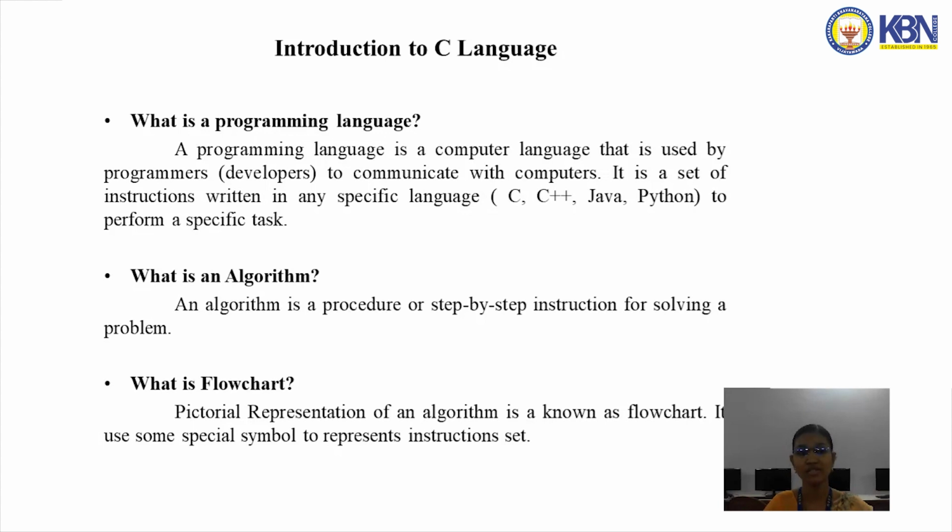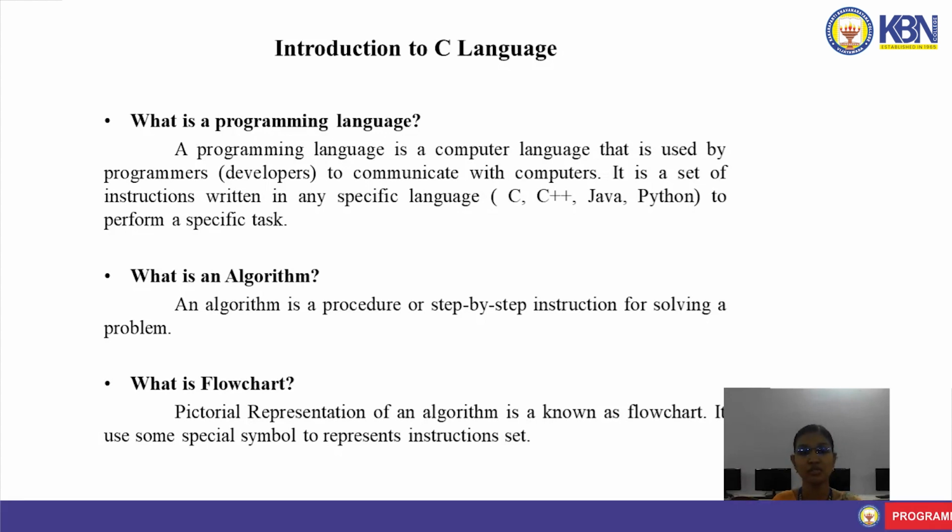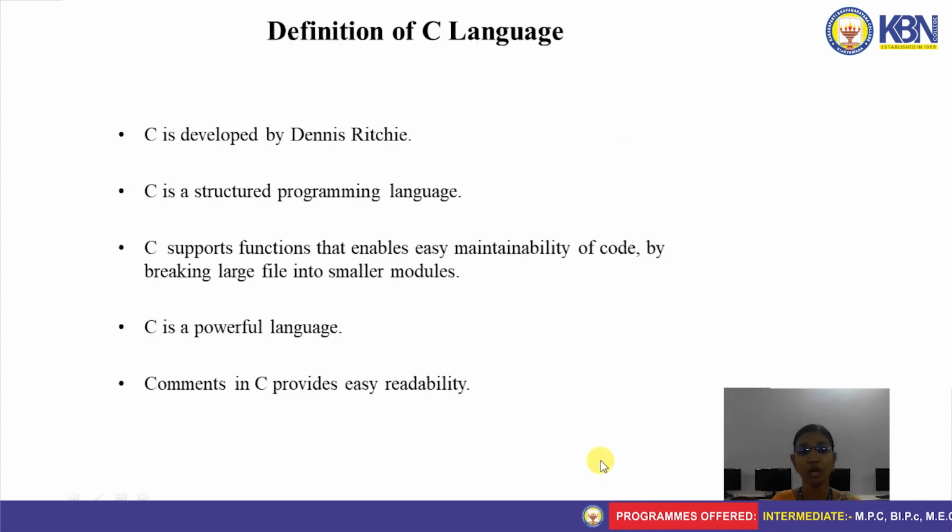Now, what is an algorithm? An algorithm is a step-by-step procedure for solving a particular problem. And next one is flowchart. A pictorial representation of an algorithm is known as a flowchart, and it uses some special symbols to represent instruction sets.